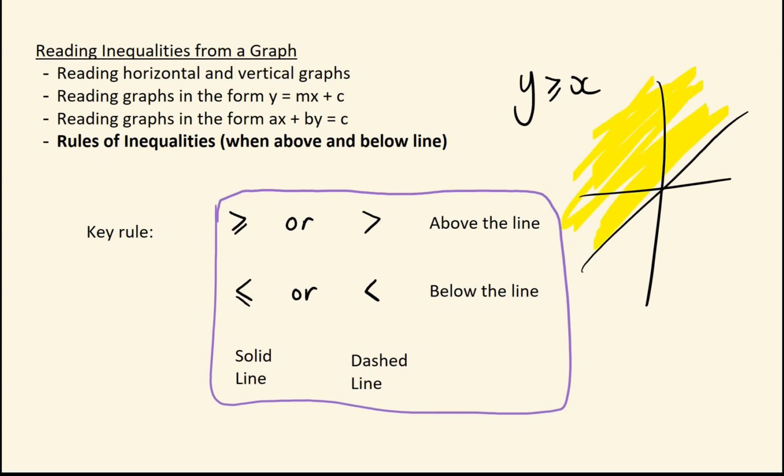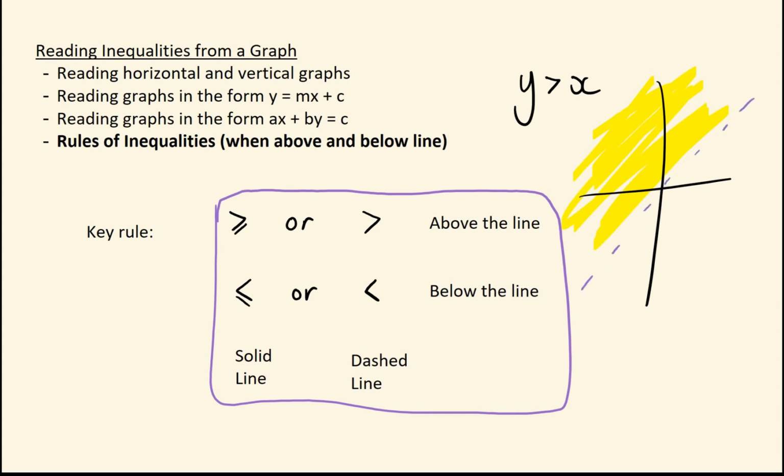Okay, and it's the exact same the other way around. If these were less than signs, I would then be below the line. Lastly, some convention we have in maths. If it can equal that line, so it's either greater than or equal to or less than or equal to, we use a solid line. If it does not equal it, so either just greater than or less than, we then use a dashed line. So if this was y is greater than x, we would have a dashed line instead to show that it's not equal to that.